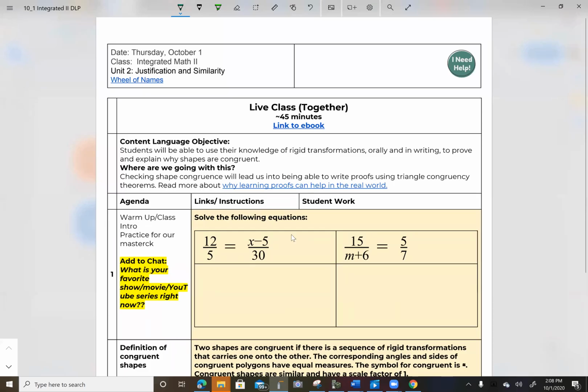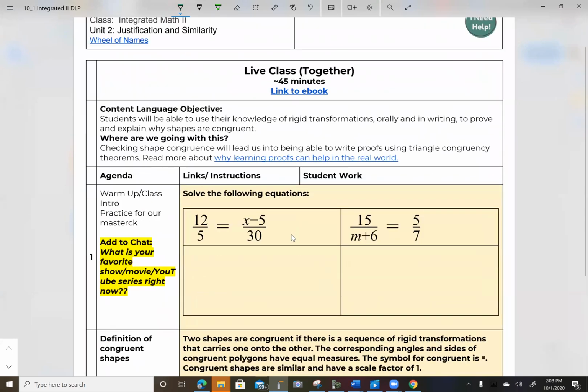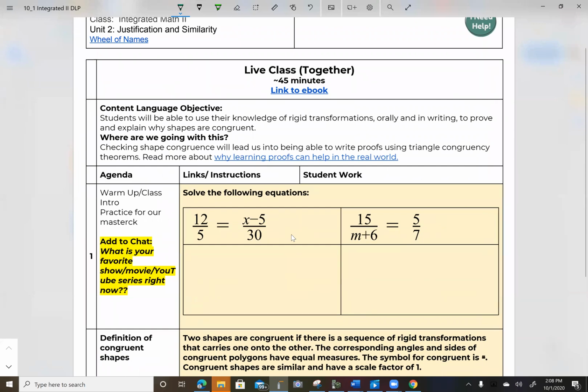Hi everyone, I want to go over our daily launchpad, our DLP, for Thursday, October 1st, to make sure that if you missed it you will be able to do it and catch up. So still working with rigid transformations and proving why shapes are congruent.